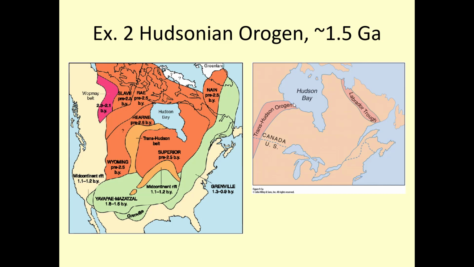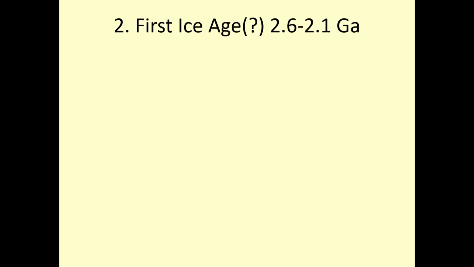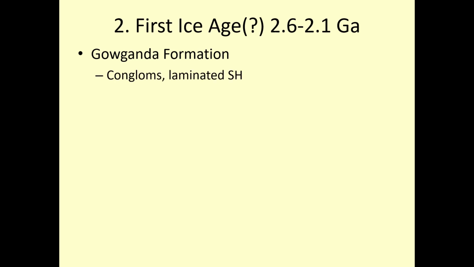So you get both. The other thing we have our very earliest evidence for in the Proterozoic Eon is the first ice age on Earth. The first ice age seems to be recorded in rocks about 2.6 to 2.1 billion years ago, and the rock that most directly shows evidence for that ice age is the Gowganda Formation. The Gowganda Formation is composed of a series of rocks, including conglomerates and laminated shales, and those are believed to represent ancient examples of glacial varves.